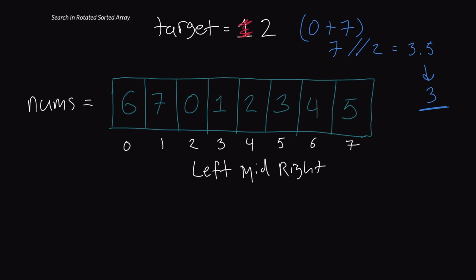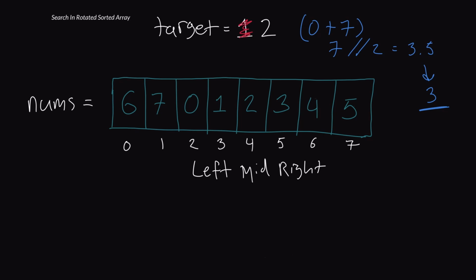And so now we have two search spaces. We have 1 and 2 and 2 and 3. But the first thing we want to check is to see if mid is at our target. And it is. At index 4, we have our target of 2. And so in this case, we will just return mid, or index 4, as our final answer. So hopefully this is all making sense.